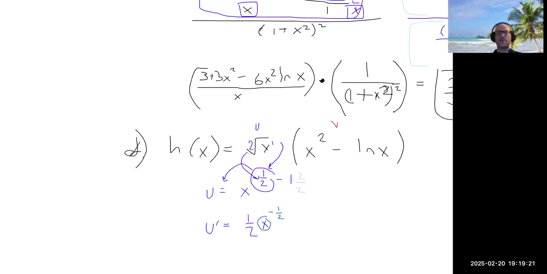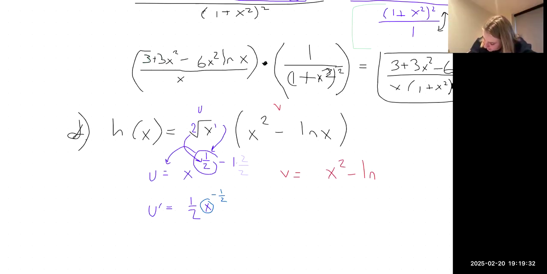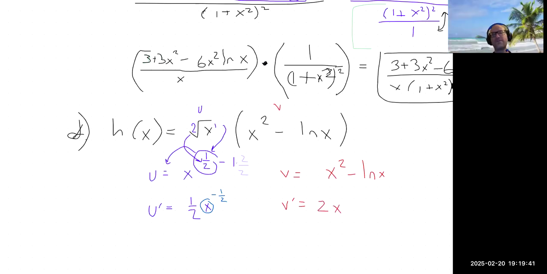All right. And then the V, what do we get for the V? V equals x squared minus ln x. V prime equals 2x minus 0. Is the derivative of natural log 0? Oh, no, it's 1 over x.